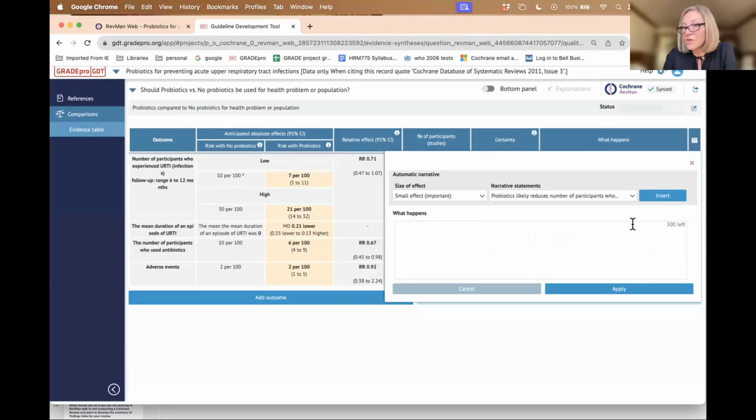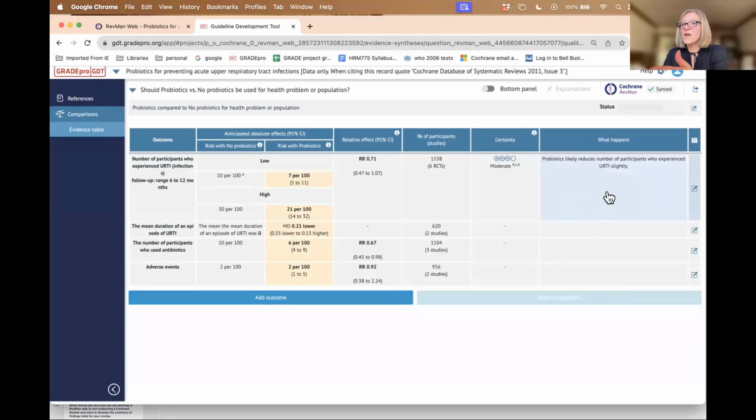I'm just going to choose the first one. I'm going to insert it into there. And now I have a narrative way of describing the conclusions. Now I might just open it up for any key questions that I really should answer before I move on to the continuous outcomes.